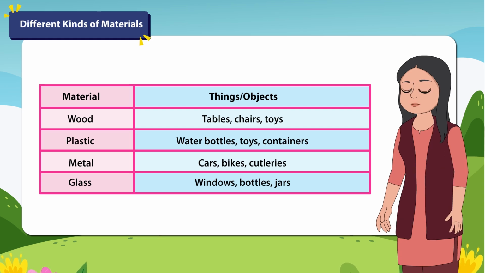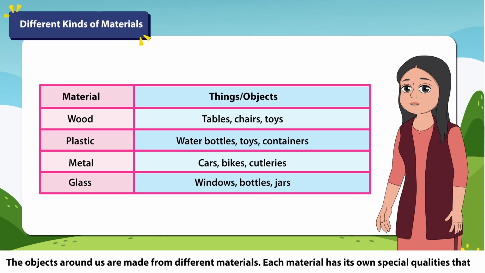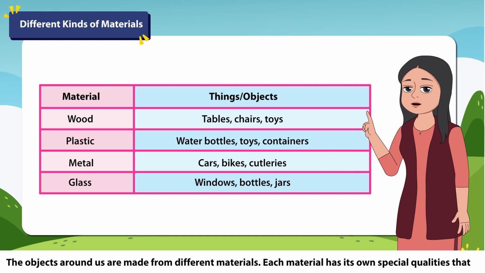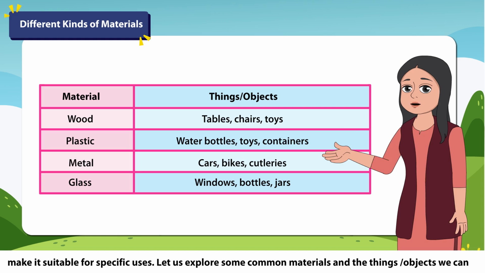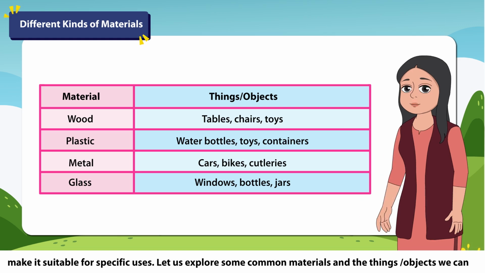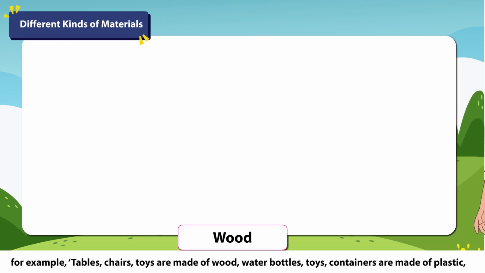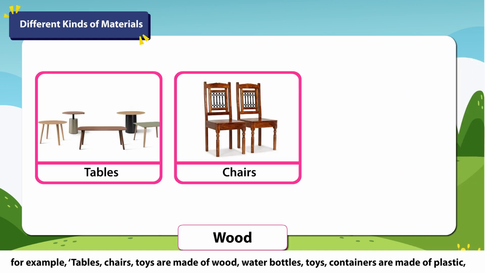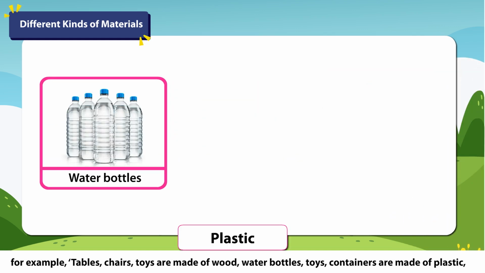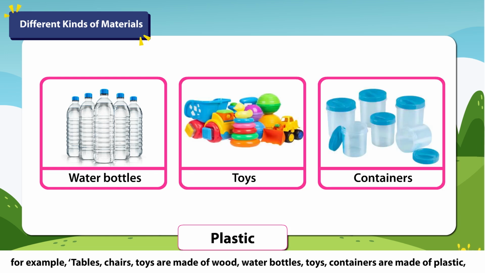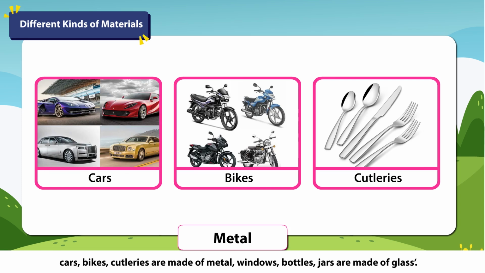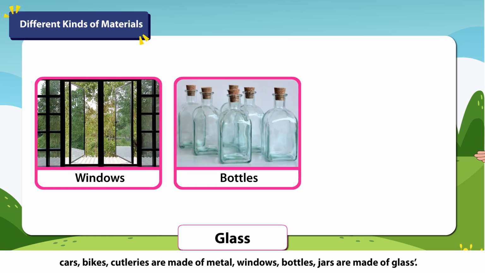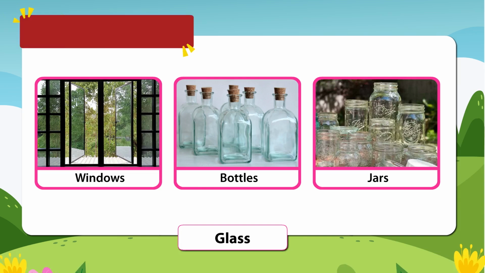Different kinds of materials. The objects around us are made from different materials. Each material has its own special qualities that make it suitable for specific uses. Let us explore some common materials and the objects we can make from them. For example, tables, chairs, toys are made of wood; water bottles, toys, containers are made of plastic; cars, bikes, cutleries are made of metal; windows, bottles, jars are made of glass.